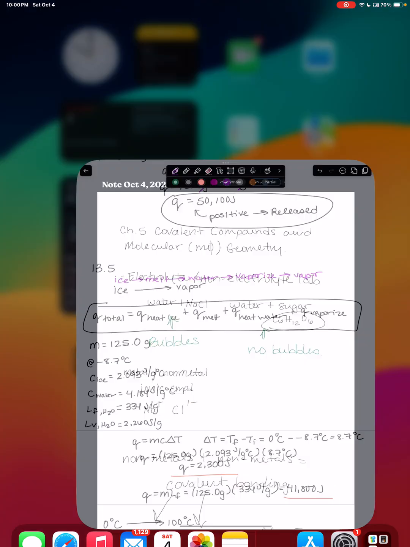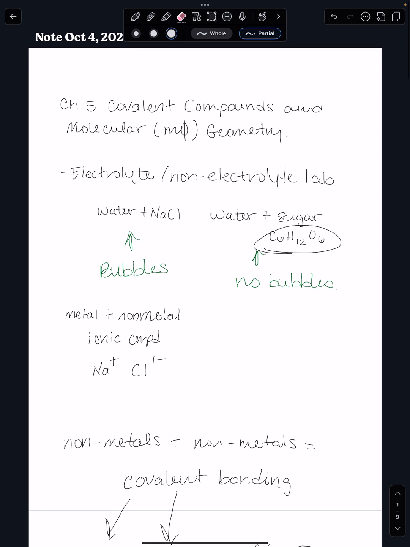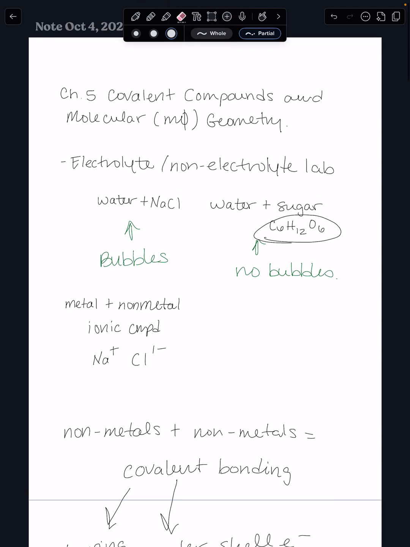Okay, so this is Chapter 5, Covalent Compounds and Molecular Geometry. I already wrote out some notes, and I'll scroll down as we keep going.